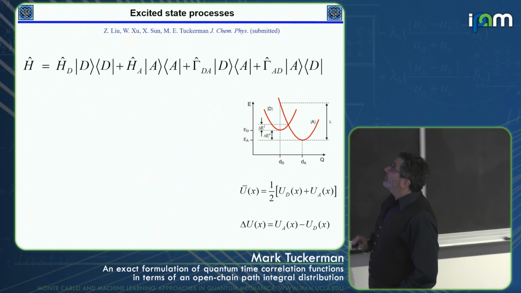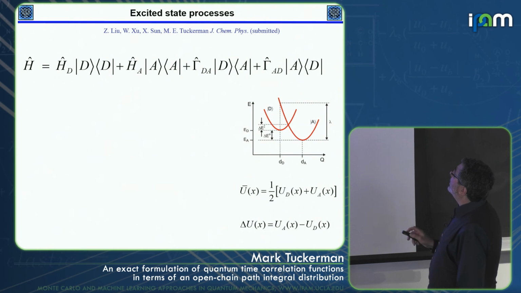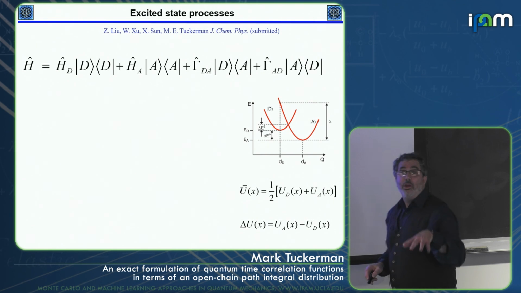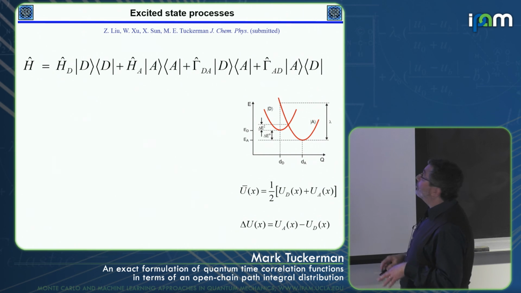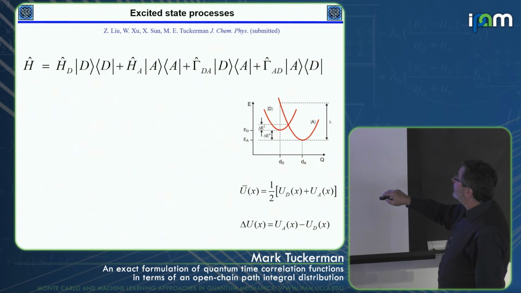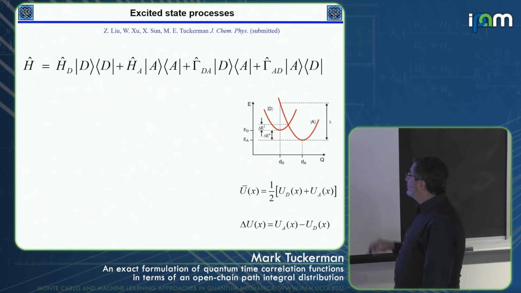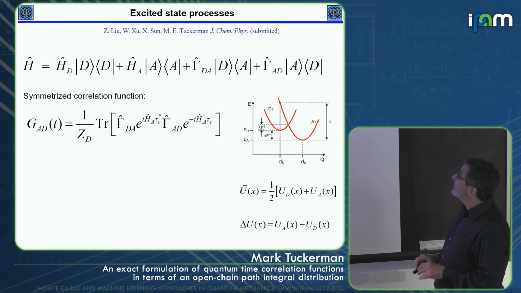Okay, very quickly, I'm just about to finish. We've started to do excited states. So now you have several surfaces, and you have some coupling between them, and you're looking at processes where you have dynamics on some combination of these surfaces. And two quantities that are going to be important in this derivation are the average and the difference of the two potential surfaces.